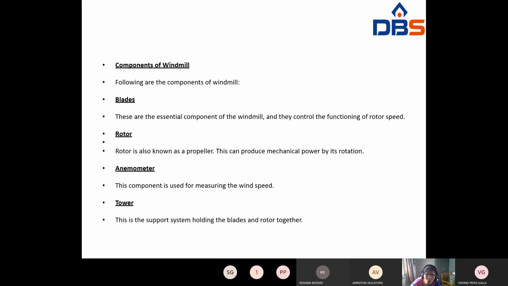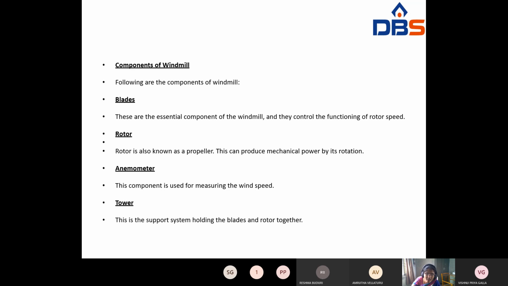Anemometer: this component is used for measuring the wind speed. The instrument which is used for measuring the wind speed is nothing but the anemometer. It is placed on the top. The purpose of the anemometer is measuring the wind speed.